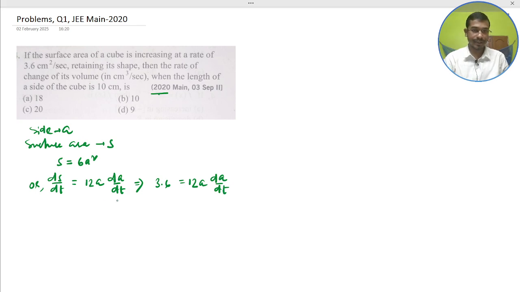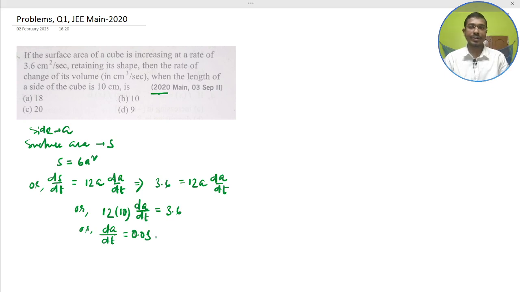Next, 12 into 10 dA dt becomes 3.6, and you have to find the value of dA dt from here. dA dt would be what? 0.03.